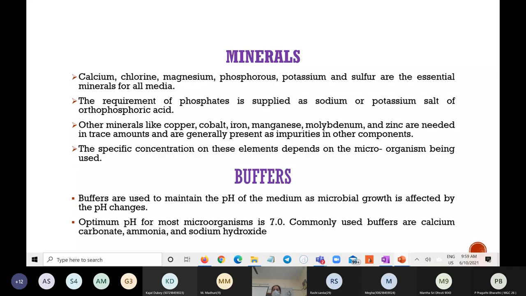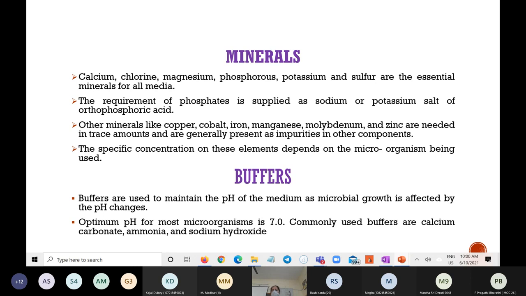After growth factors and chelating agents, minerals. Minerals are also important in fermentation media. Calcium, chlorine, magnesium, phosphorus, potassium, sulfur, these are the essential minerals for all media. The requirement of phosphate is also there. Other minerals like copper, cobalt, iron, manganese, molybdenum, zinc, they all are needed. So these are the minerals required for the fermentation media.